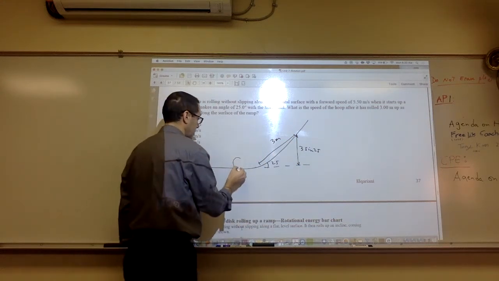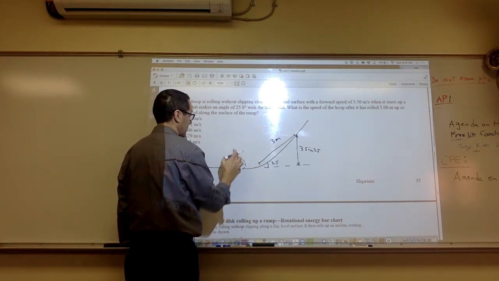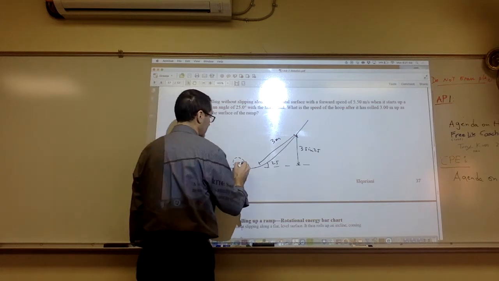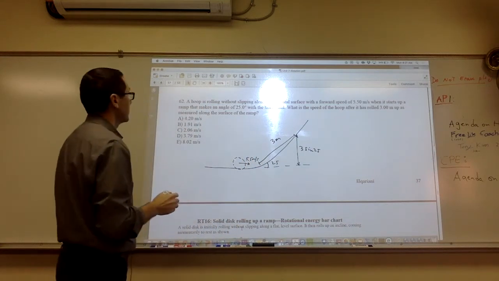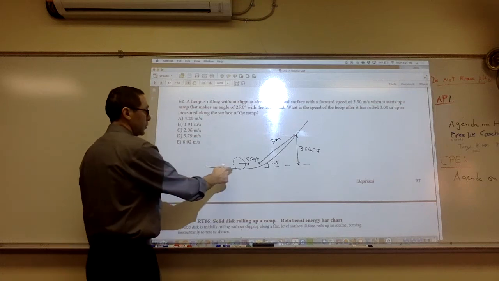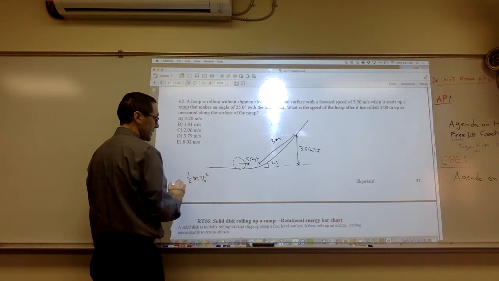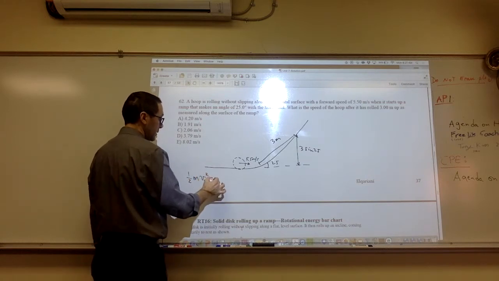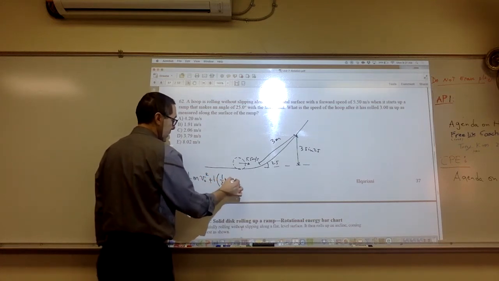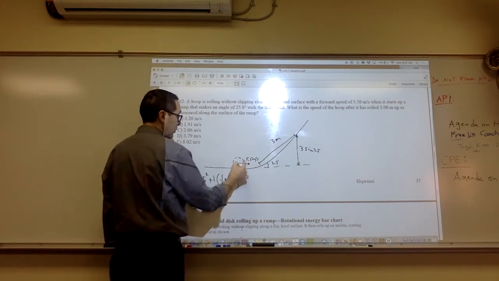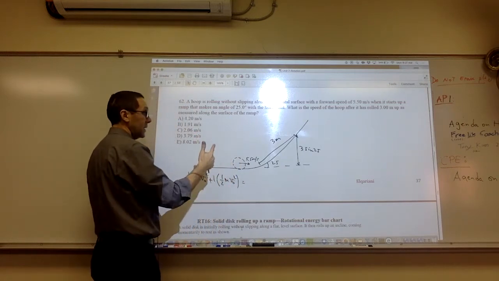Now it's rolling here, and it's a hoop, right? So for a hoop, I'm just going to do a dotted circle, kind of. And it's moving at a speed of 5.5 meters per second. All right, so when it's all the way down here, it has a translational kinetic energy, and it also has rotational, which is that coefficient for the hoop times translational kinetic energy. All that energy, when it's up here, is going to become rotational, translational, and potential energy.